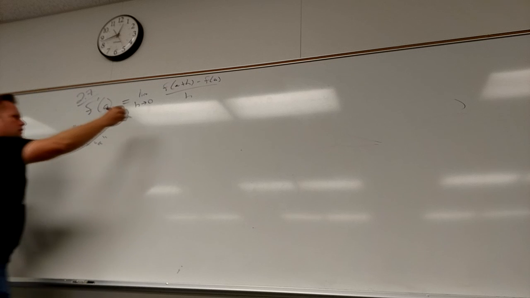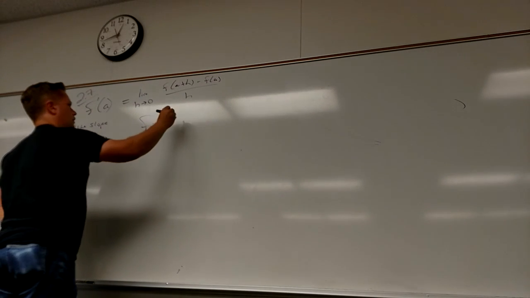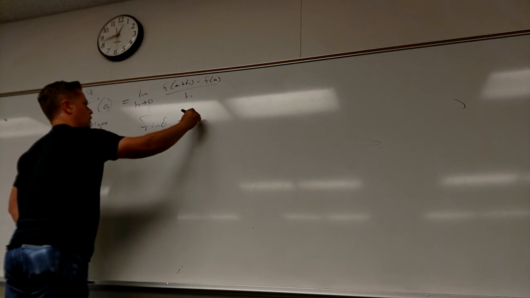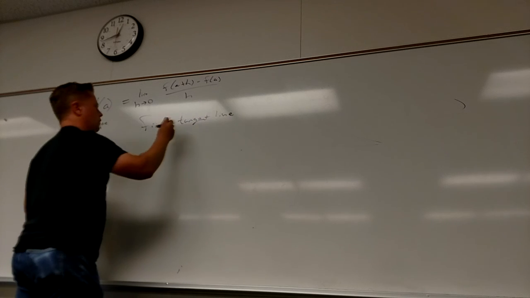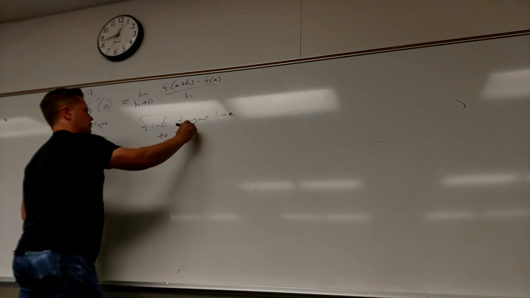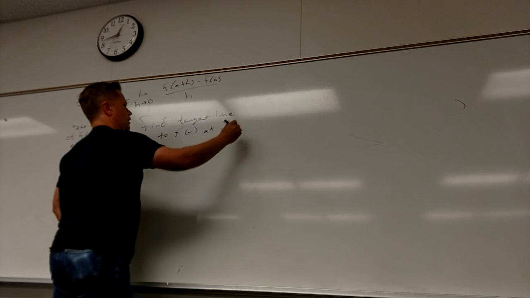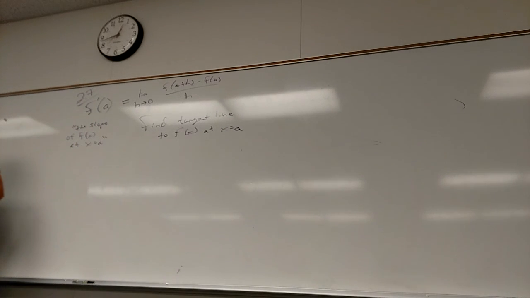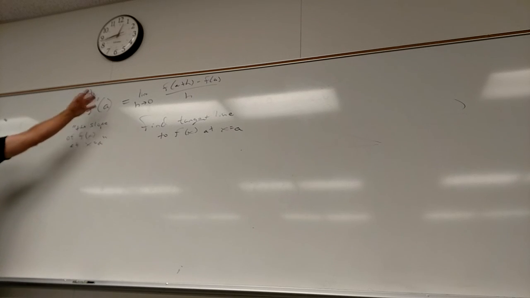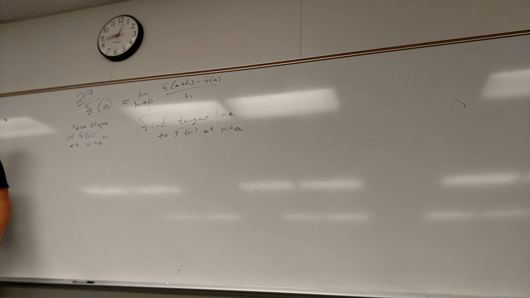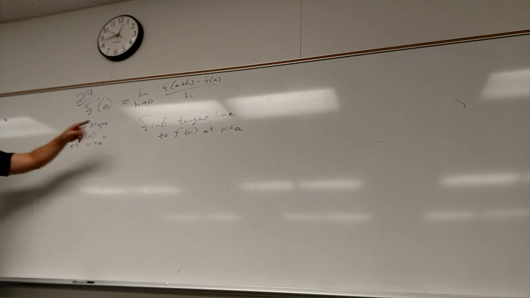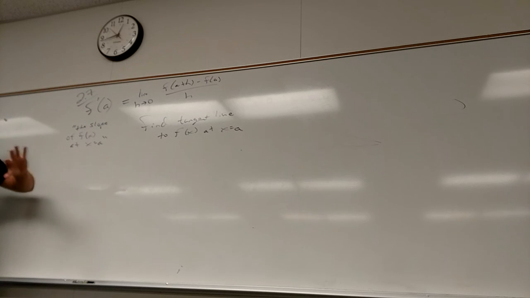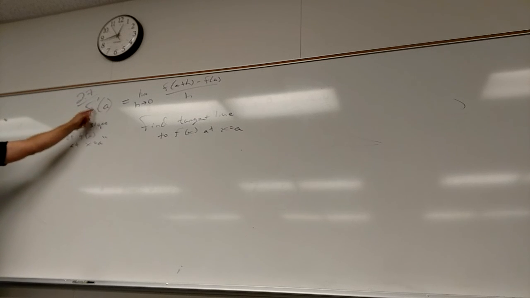So if I wanted to find the tangent line to f of x at x equals a, for the equation of a line, I need two things. I need the slope. Well, what represents the slope up here? Where's the slope? What represents the slope? f prime of a, right? That's the slope.